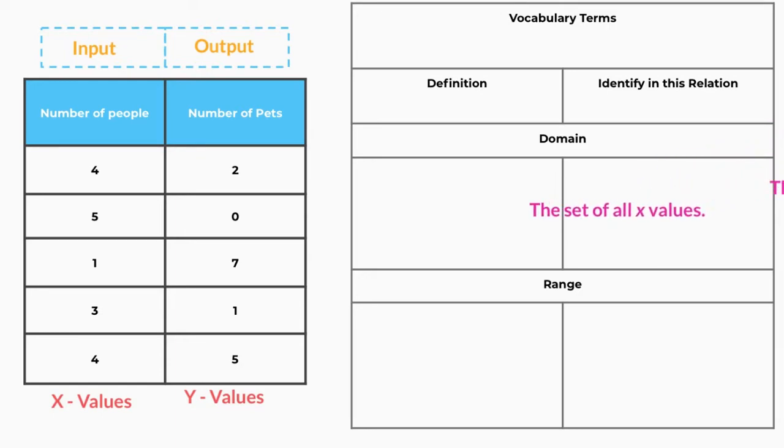The domain is going to be the set of all x values, so all of the numbers in the set. And you can see here that they're listed 1, 3, 4, 5. So there's a couple important things to know. If I'm looking at my table, do these numbers match? 1, yep, I've got it. 3, yep, I've got it. 4, yep, I've got it. And 5, yes, I have it.